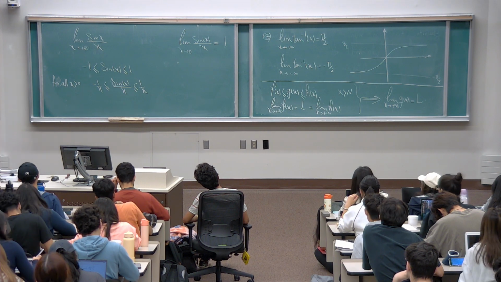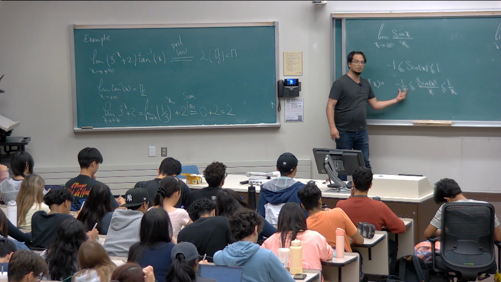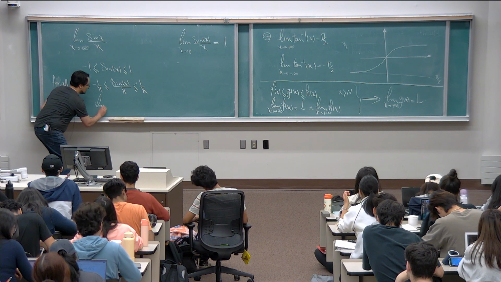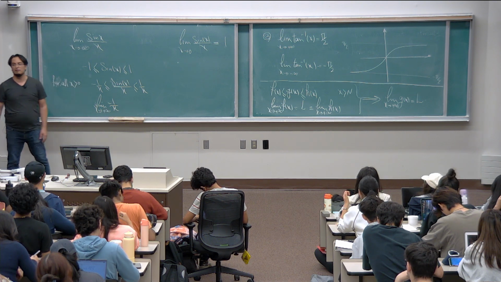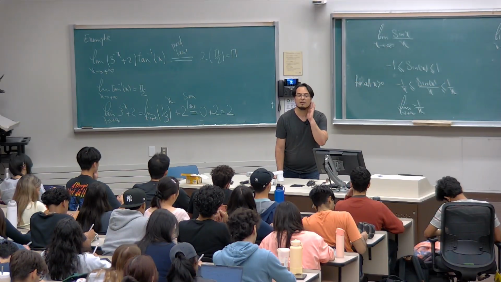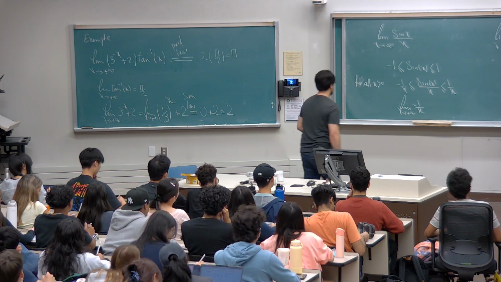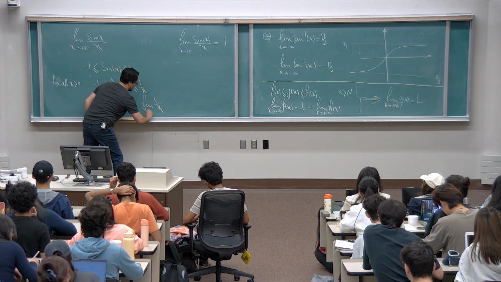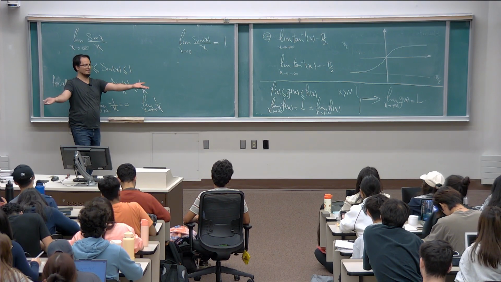Now, for all x's bigger than 0, I have my function sine x over x bounded by negative 1 over x and positive 1 over x. What is the limit of negative 1 over x as x approaches plus infinity? What is the limit of 1 over x as x approaches plus infinity? 0. What is the limit of 1 over x as x approaches plus infinity? 0.